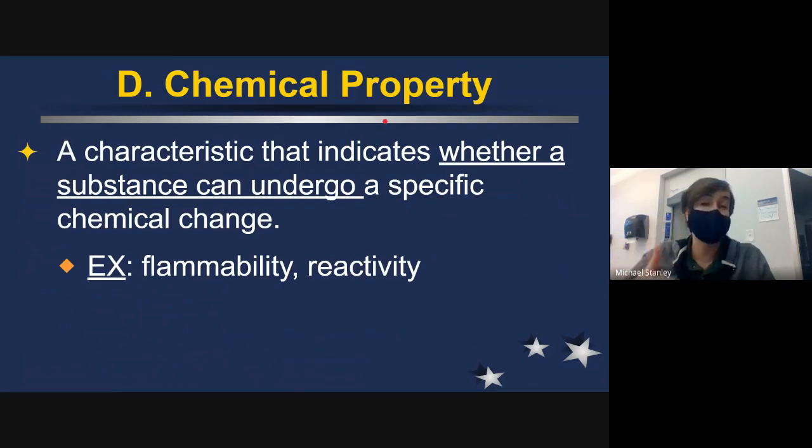So they're still descriptions of the material. There's still ways that we can describe the material, but specifically, it's descriptions about the chemical changes that the material is either easy to go through or not very likely to go through.